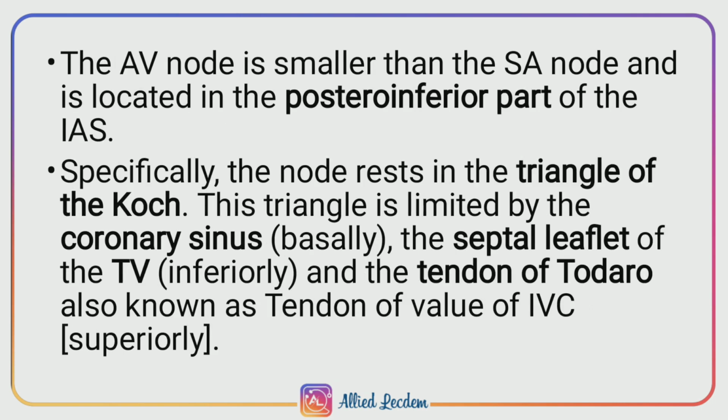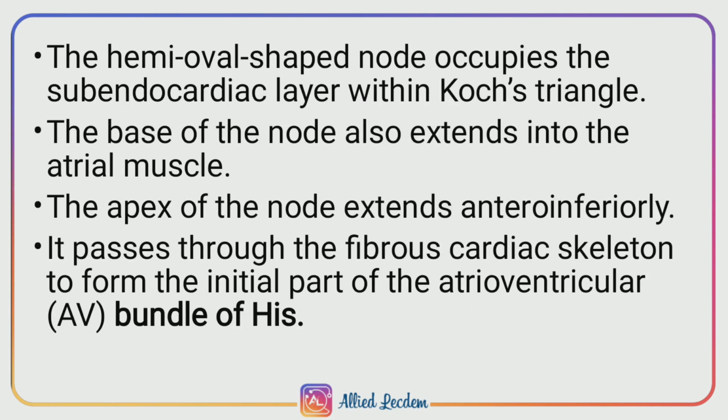The AV node is smaller than the SA node and is located in the postero-inferior part of the intra-atrial septum. Specifically, the node rests in Koch's triangle. This triangle is limited by the coronary sinus at the base, the septal leaflet of the tricuspid valve inferiorly, and the tendon of Todaro superiorly. The hemi-oval shaped node occupies the subendocardiac layer within Koch's triangle.